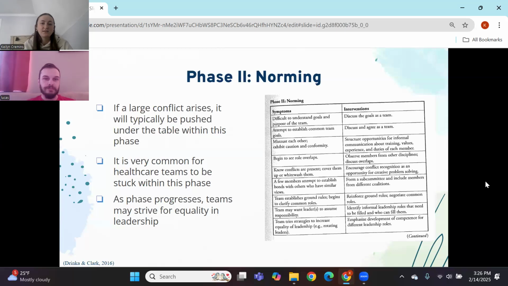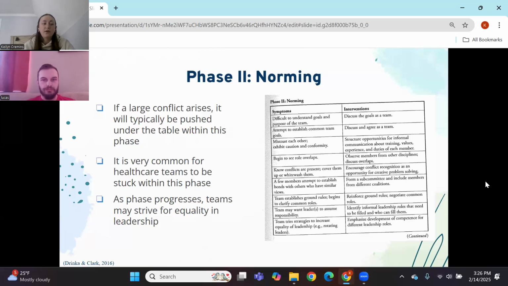The second phase is the norming phase. Based on other sources, however, the second phase is typically the conflict or storming phase. However, this model has the norming phase as the second phase due to the limited time and resources that healthcare workers typically have to work through their conflicts. So it is implied that healthcare workers are just expected to get to work as soon as possible and not really deal with going through the conflict phase that soon. So if a large conflict does arise in this phase, it typically will just be pushed under the table.